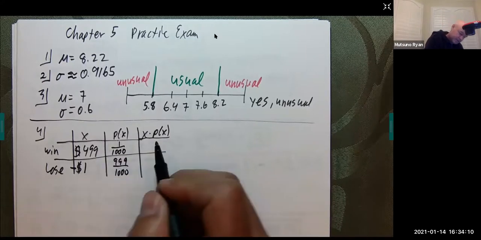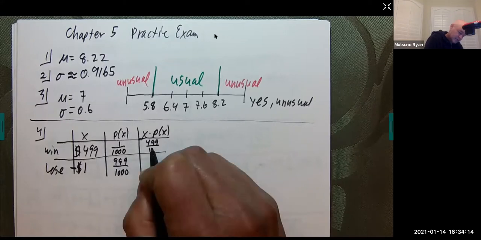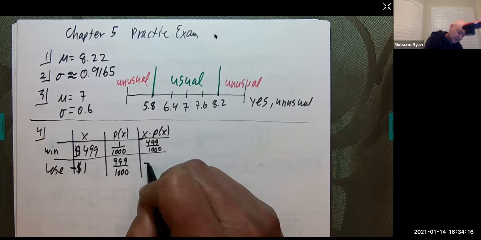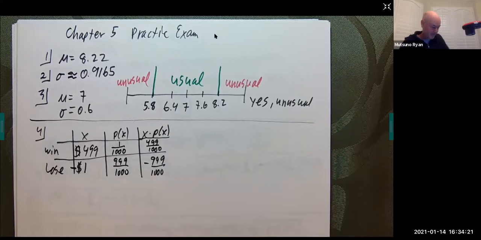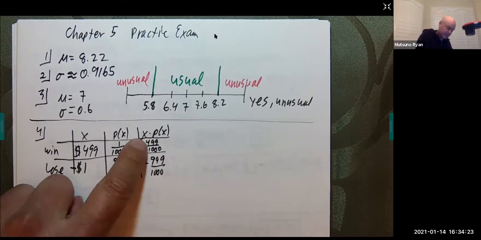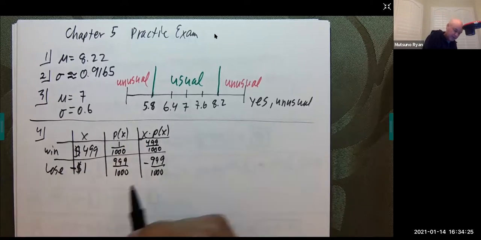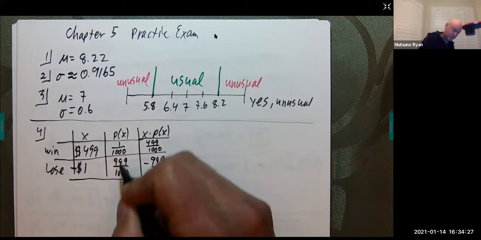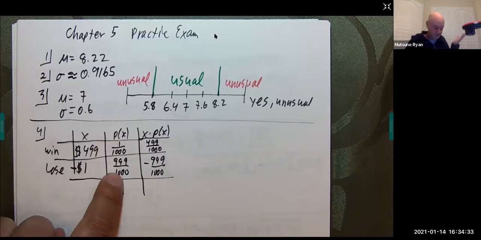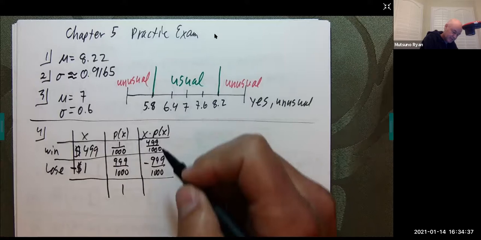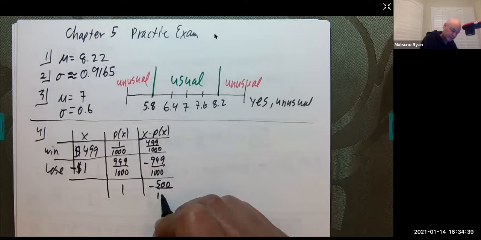I'm going to multiply across. This gives me 499 over 1,000. This gives me a negative 999 over 1,000. Now I'm going to add those two up. And just down here real quick, this adds up to 1. It always should. Adding up all the probabilities should add up to 100%. And adding these up gives me a negative 500 over 1,000.